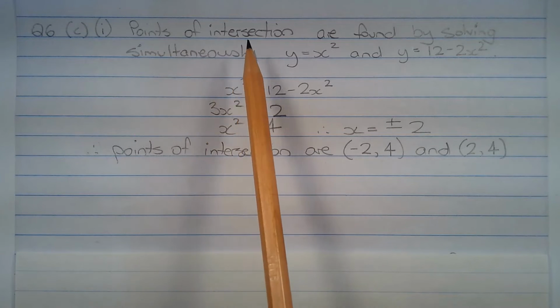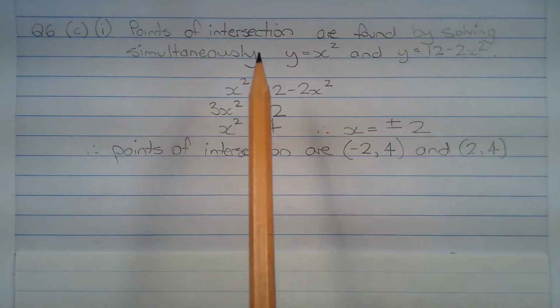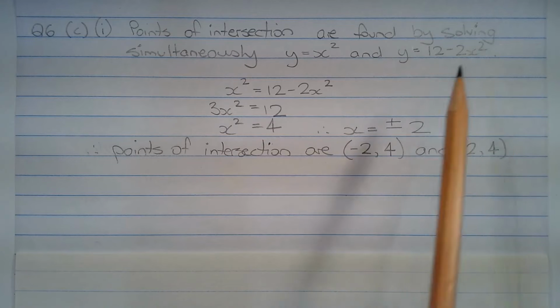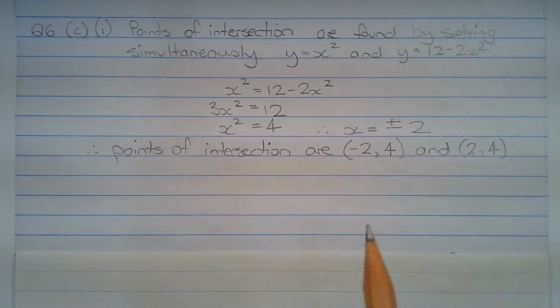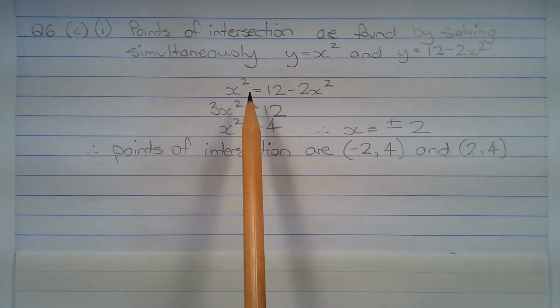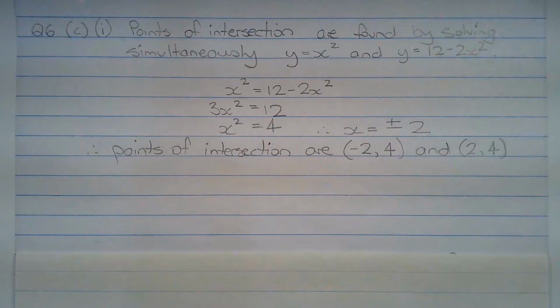The points of intersection of the two curves are found by solving simultaneously the equations y equals x squared and y equals 12 minus 2x squared. So we can substitute x squared for y in the second equation. So we have x squared is equal to 12 minus 2x squared.